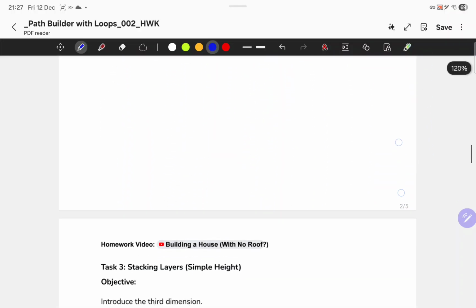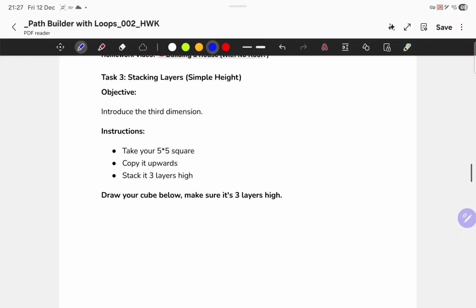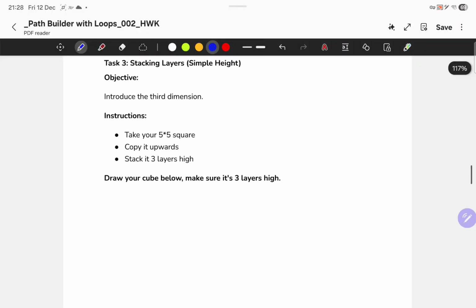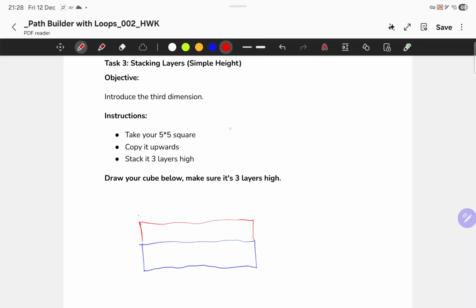Super easy. This is where things get a little bit more difficult. So we want to take our 5 by 5 square and stack it 3 layers high. Now to draw this can be difficult, but we're just going to draw it from the side. Don't worry about making a 3D model. We're just going to draw it from the side. And I'm going to use different colors just so it's easier to see.